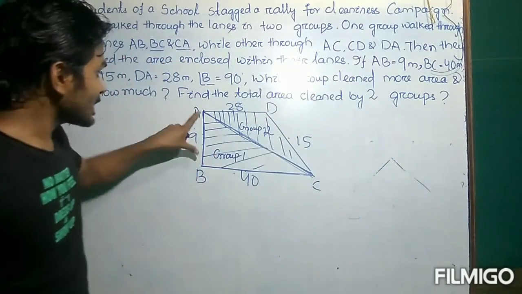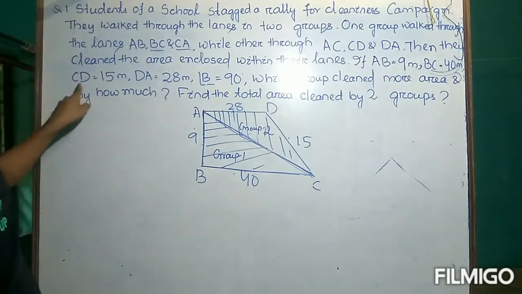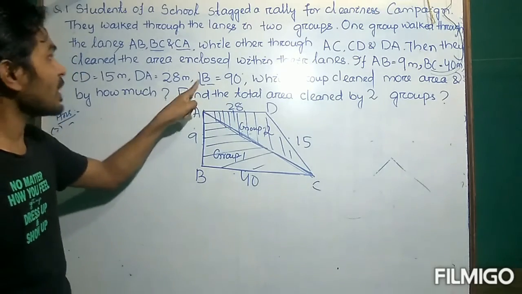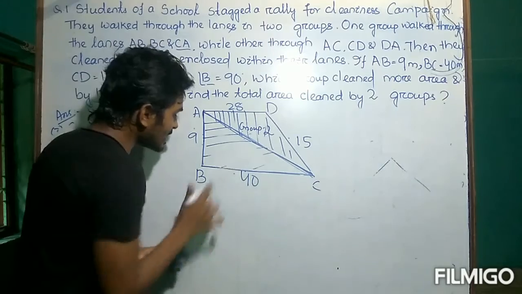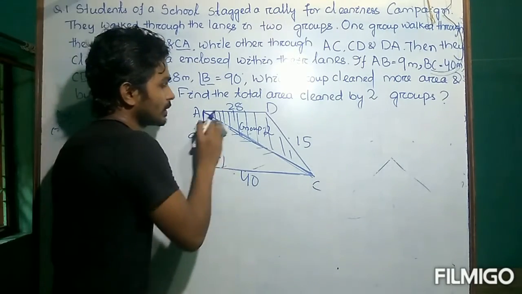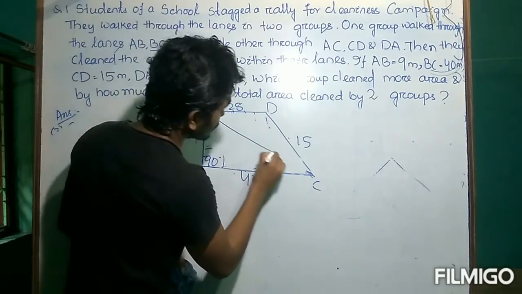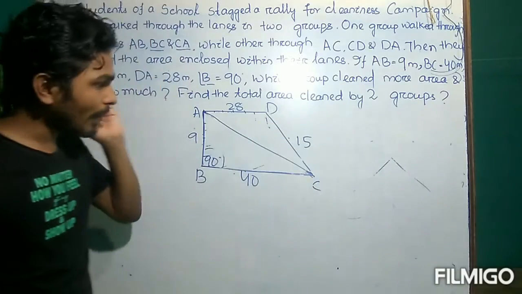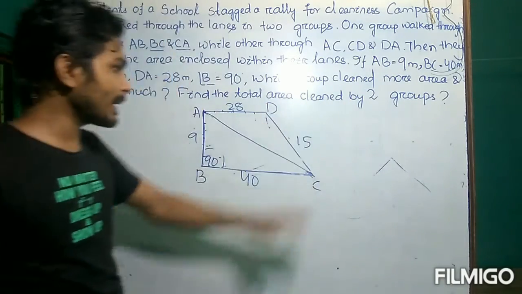Now, AB is 9, BC is 40, CD is 15 and DA is 28, as well as angle B is 90 degrees. It is given in the question. So, which group cleans more area? That means we have to find out, of group 1 and group 2, which group will clean more area.